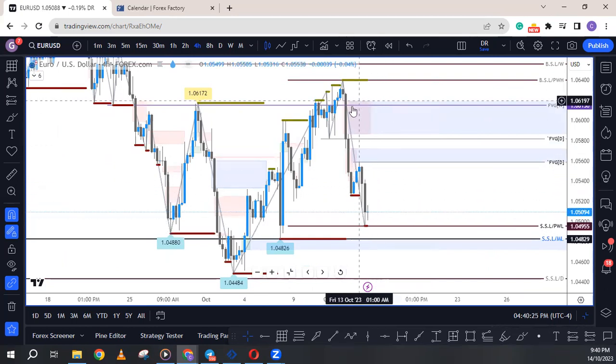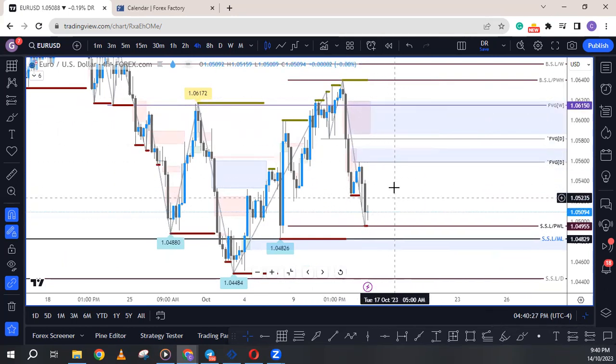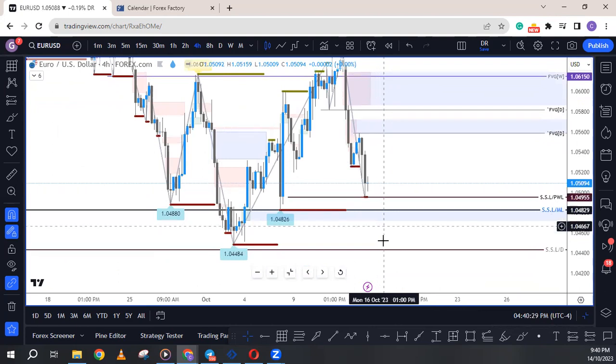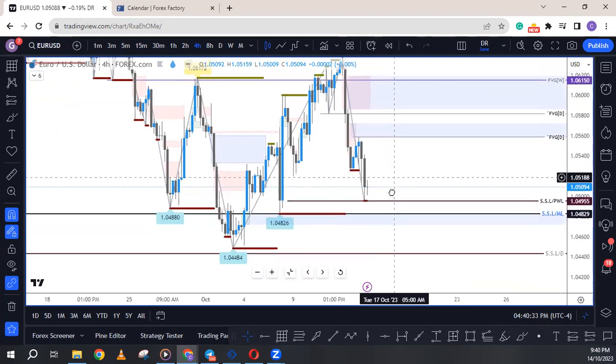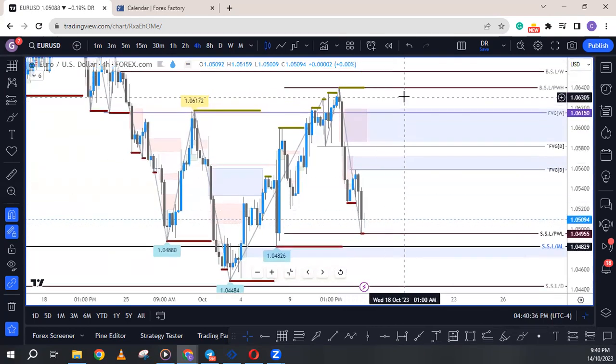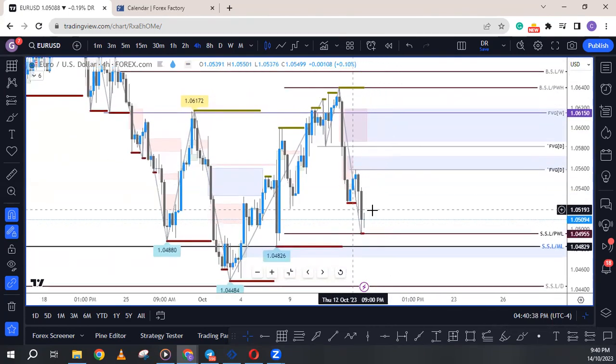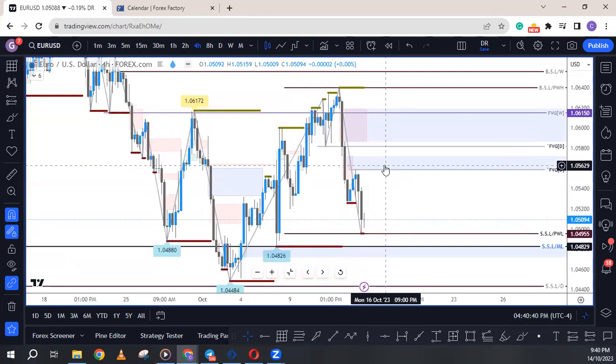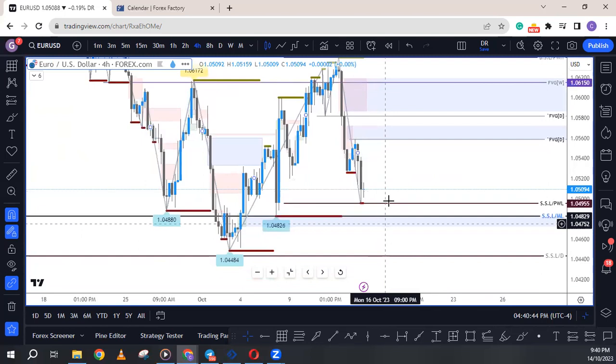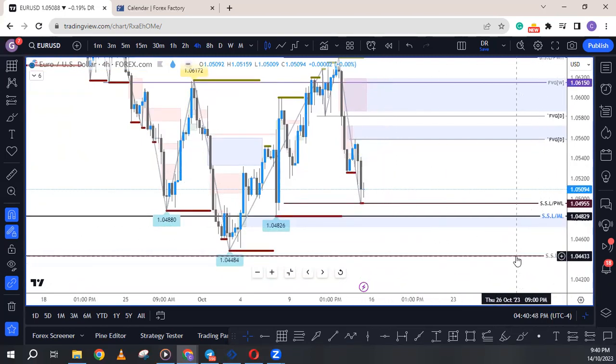Prefer a rally first into this structure point here, then come down into this area. But if it drops first, then that means the retracement up might be deeper. But for this pair, it's still bearish. Prefer to see a rally into any of these points, then a continuation back to the downside for probably this low here, this level at 104.44.